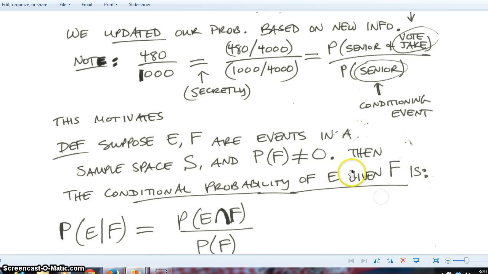This was the definition of conditional probability that we just finished in the previous video. Probability of E given F is the probability of the intersection of the two events divided by the probability of the conditioning event F.